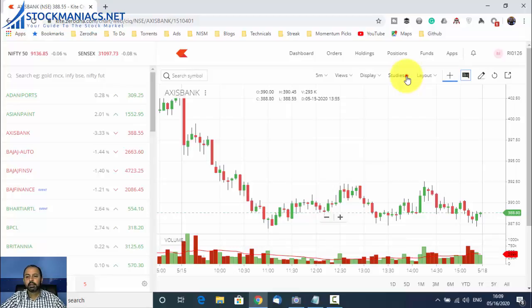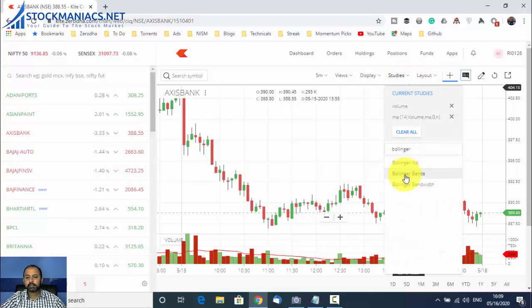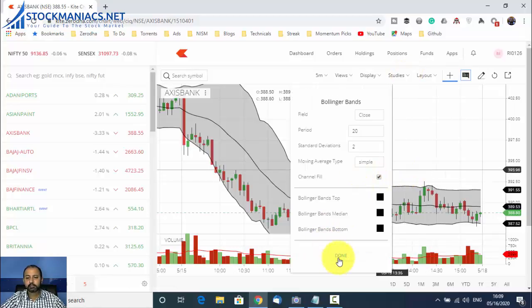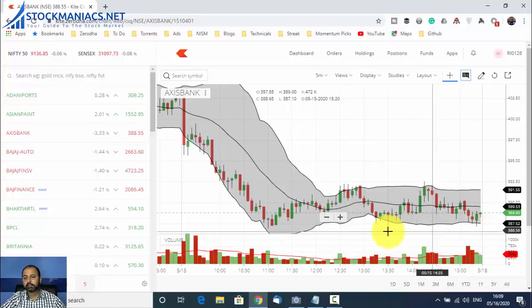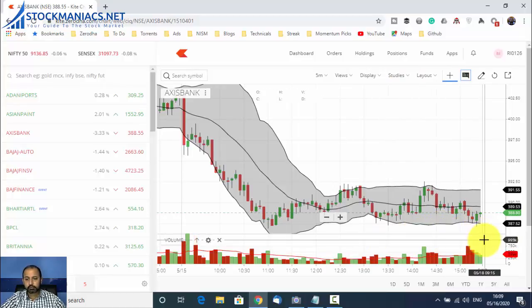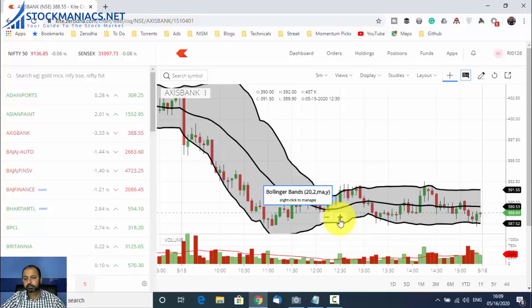So now from the studies I'll be adding Bollinger Bands. So I'll be adding the default Bollinger Bands. So now the two candlestick patterns that we will be discussing over here, one is pin bar, another one is engulfing. So now the first analysis is pin bar.